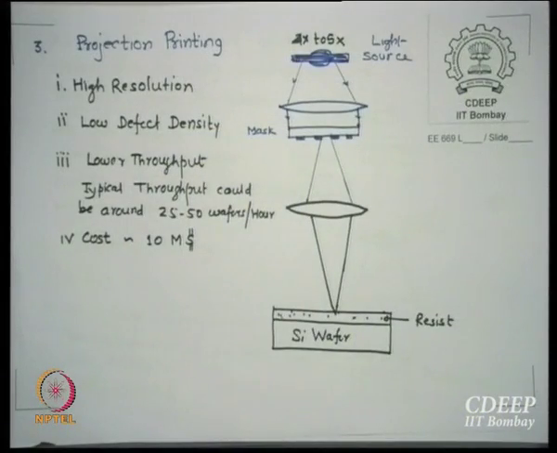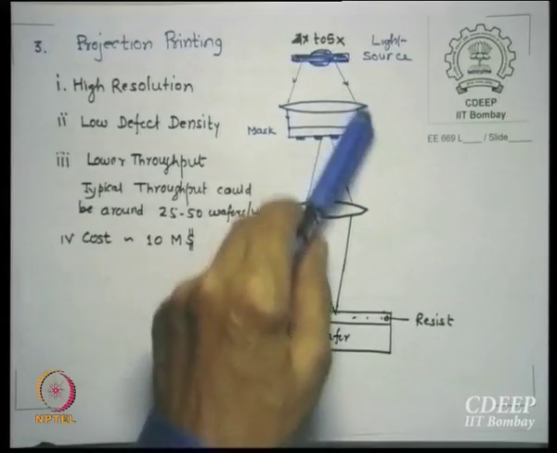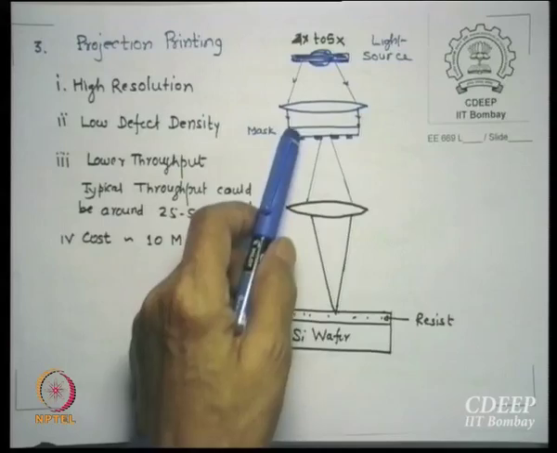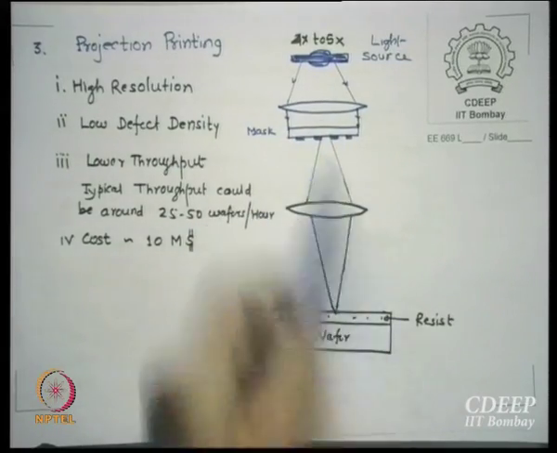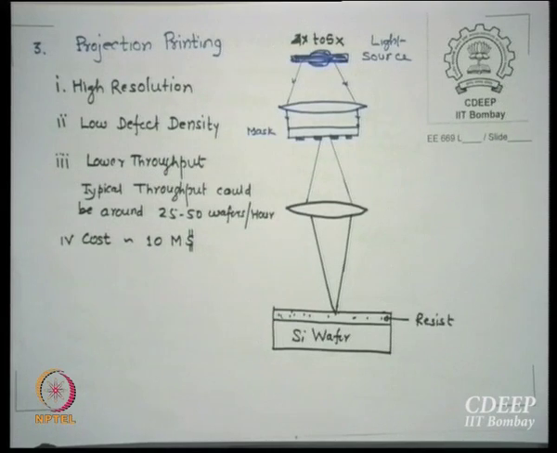A projection aligner typically has an image reduction system, 4 to 5x, where the initial pattern is reduced to 1x. It has two optical systems. One is essentially the collimator, then there is a mask, and then through another optical system it is focused on the silicon wafer. So the mask is far away from the wafer. It seems otherwise, but it is a very high resolution process. It creates very low defect densities because it doesn't touch anything anywhere.